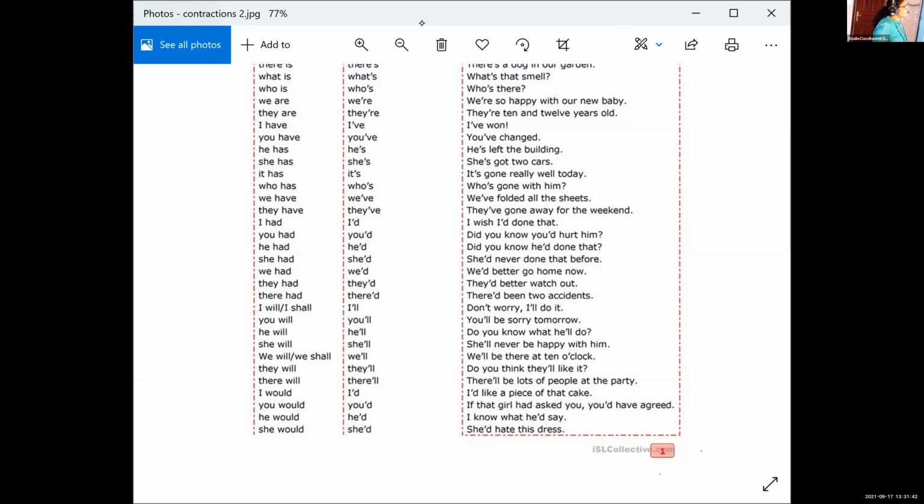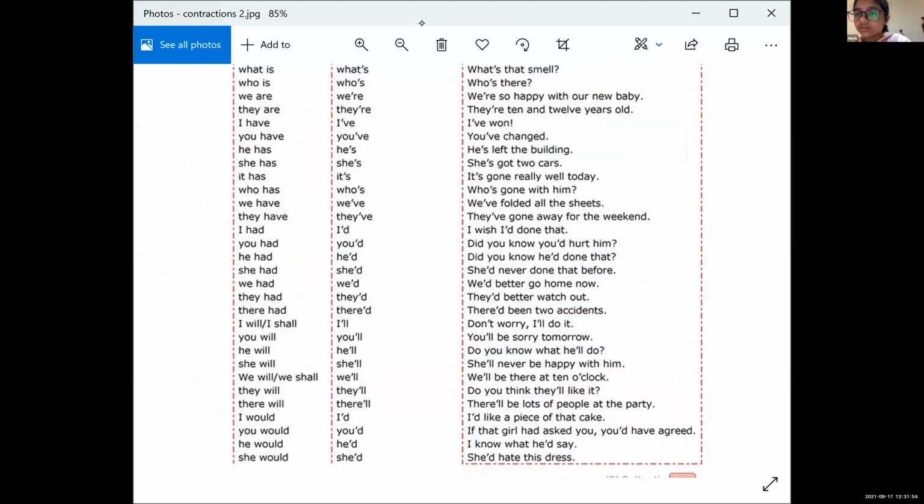After we've folded all the sheets. Ma'am, is it there on for the weekend? That weekend, that sentence. Yes, ma'am. We've folded all the sheets. They've gone away for the weekend. Next. Ma'am, can I read? Yes, Sandra, please read the next 2 sentences.